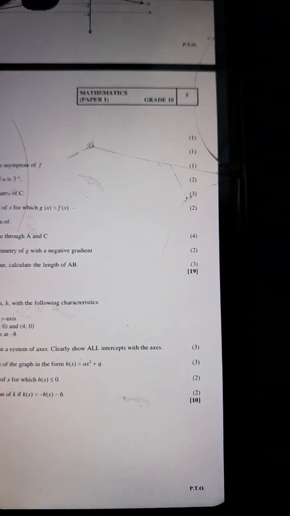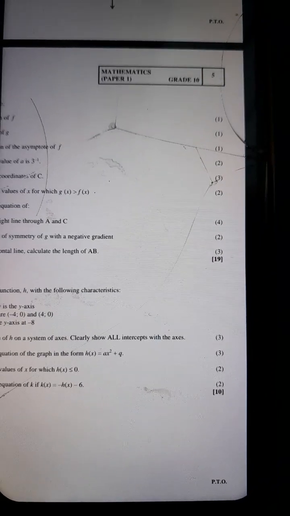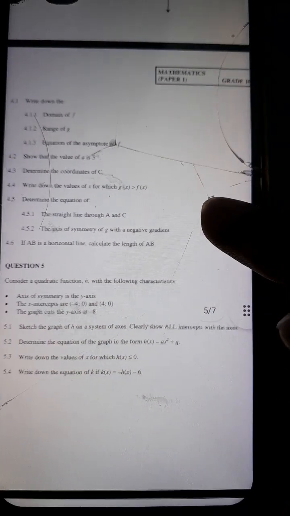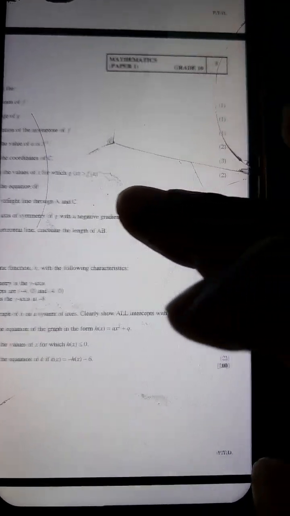Remember, at question 4, we're working for 19 marks. The marks were great, right? Remember, if you can get these marks, guys, you're safe, right? You just have to know your basics. So that was 3 marks, guys. We will get 3 marks for showing all intercepts with the axes. Then at 5.2, we are working for another 3 marks again.